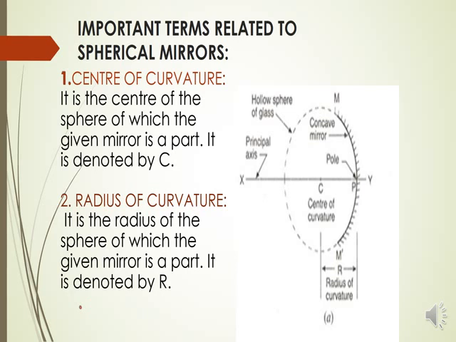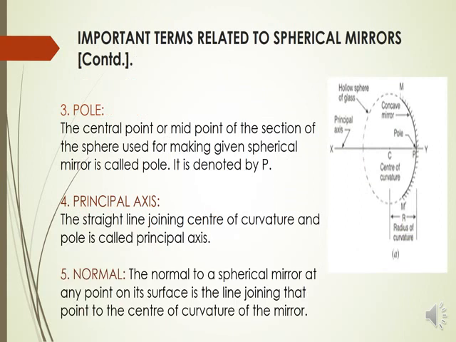The next term is pole. The central point or midpoint of the section of the sphere used for making the given spherical mirror is called pole and it is denoted by capital P. So, dear students, pole is the midpoint of the section of the sphere used for making the given spherical mirror. You can have a look at the figure. Pole is denoted by capital P.